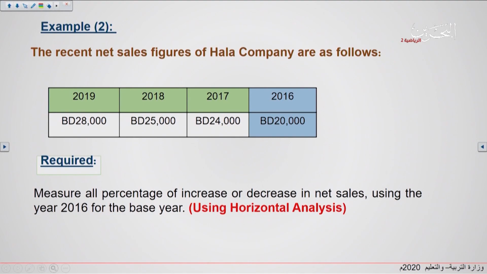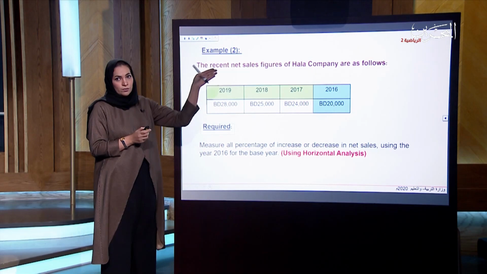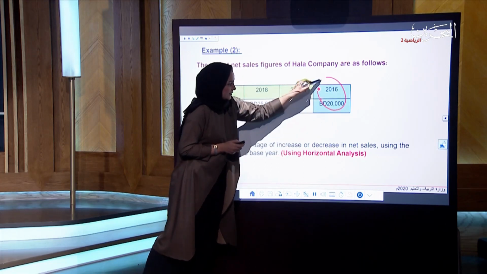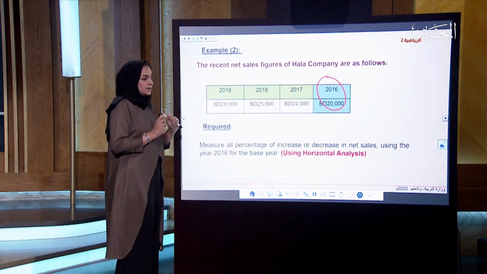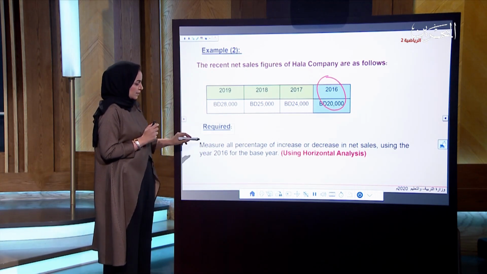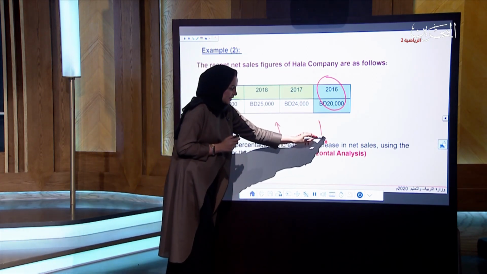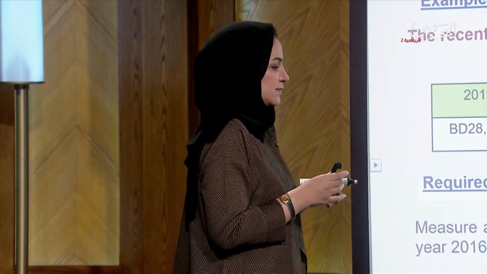Okay, let's see example number 2. We have net sales figures for 4 years. The base amount or the base year is 20,000, which is 2016, the oldest year in the question. Required, measure all percentage of increase or decrease in net sales. Okay, they want to measure the percentage of increase or decrease using horizontal analysis. They mentioned it, horizontal analysis.